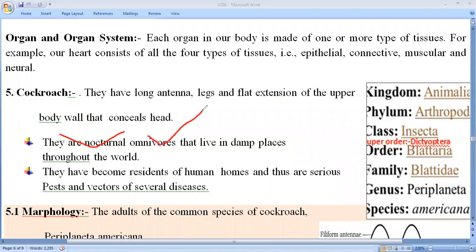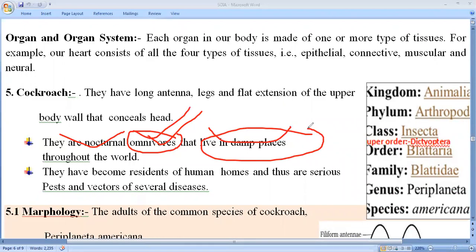They are omnivores, as I had already told you. They are able to live anywhere. Omnivorous means it can eat anything, and they live in damp places throughout the world. Damp places means dirty places, or where waste is disposed, like sewage; generally it is found in these places. They have become residents of human homes and thus serious pests and vectors for several diseases.